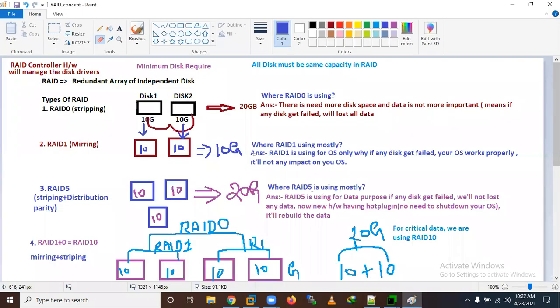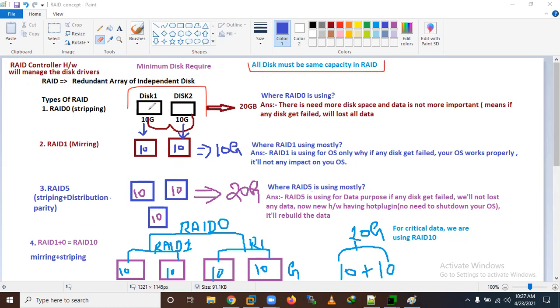So how many types of RAID are we using? Let's go one by one. RAID 0 uses striping. Here, block data is written in stripes across disk 1 and then disk 2. To configure RAID 0, we need a minimum of 2 disks. Make sure all disks have the same capacity in a RAID.